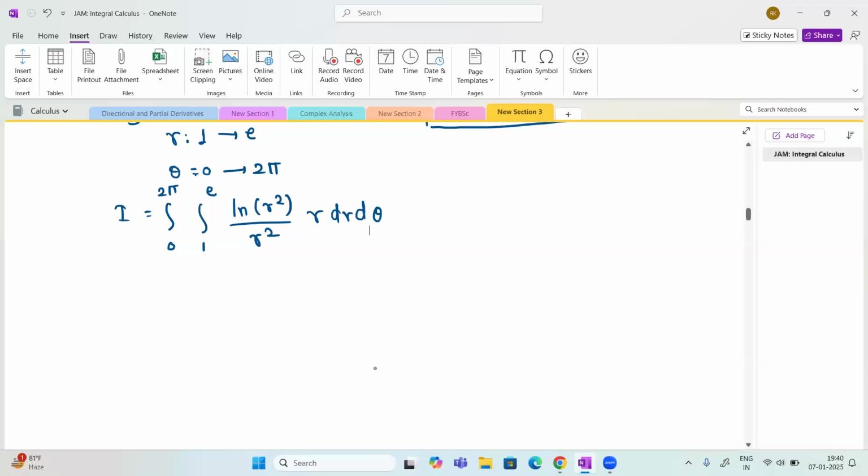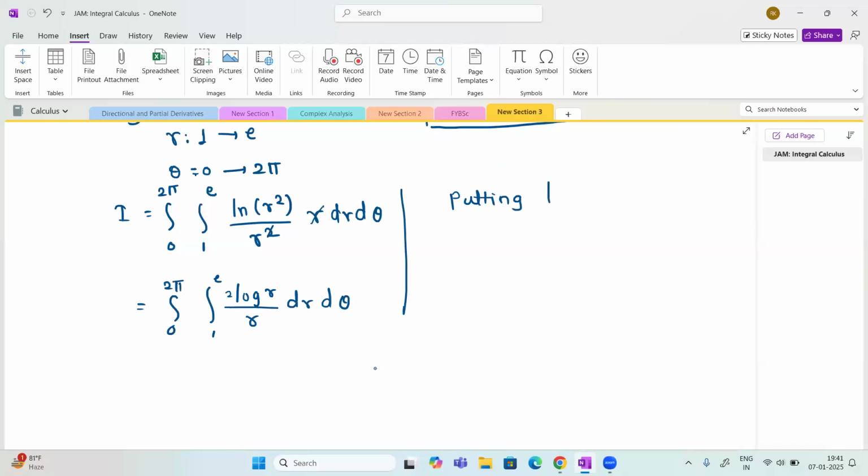How to solve it further? Sir, we can simplify. Yeah, we can take the 2 out of the logarithm and it will be ln r upon r. And then we can substitute ln r by t. Okay, I will then follow your technique. So you need to put log r is equal to t. When you put that, you're supposed to take the derivative. The derivative will be 1 by r dr, which is the same as dt.